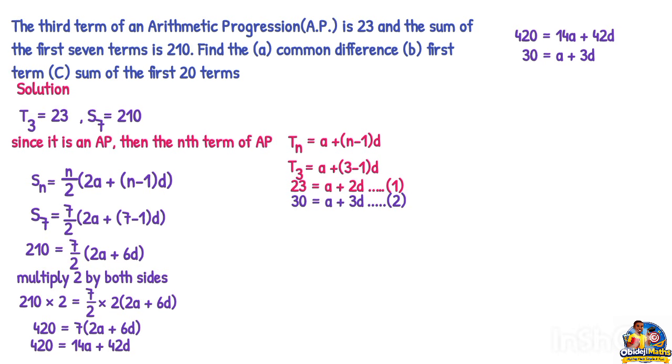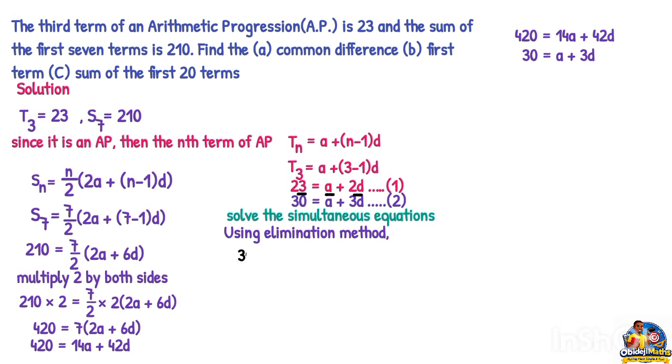Now let's solve the simultaneous equations. We can use the elimination method. We can eliminate a in equation 1 and a in equation 2, because both have the same coefficient, 1. We eliminate them by subtracting equation 1 from equation 2. So we have 30 minus 23 equals a minus a, which is already 0, then 3d minus 2d. So 30 minus 23 gives us 7 equals d, because 3d minus 2d is d. So d is equal to 7.